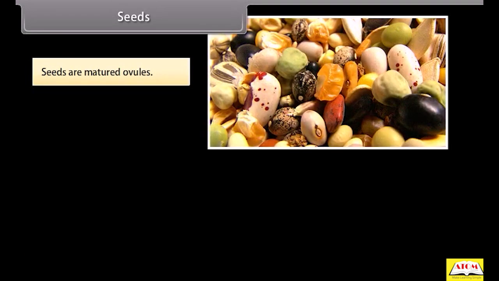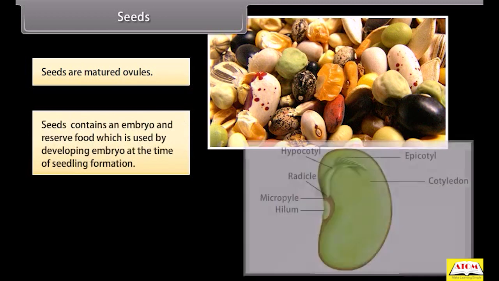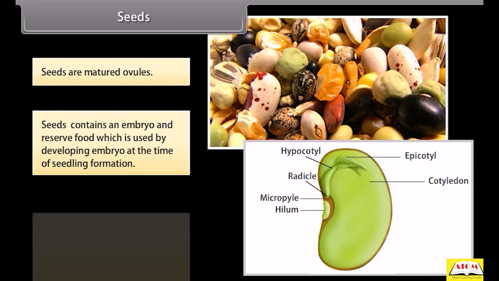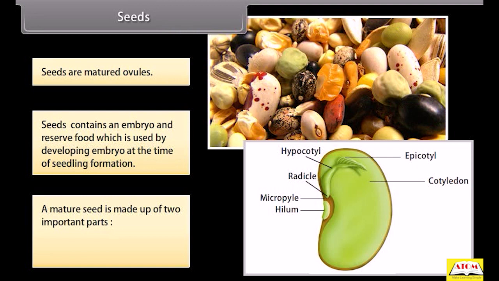Seeds. Seeds are matured ovules. Seeds contain an embryo and reserve food which is used by the developing embryo at the time of seedling formation. A mature seed is made up of two important parts: seed coat and embryo.